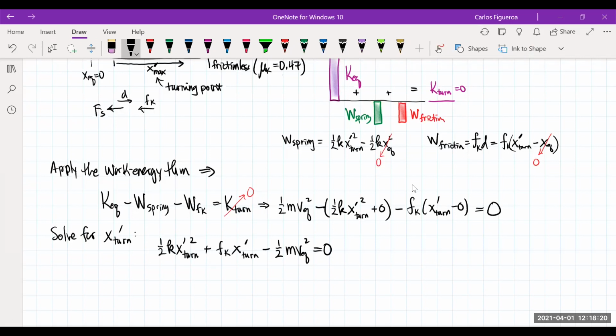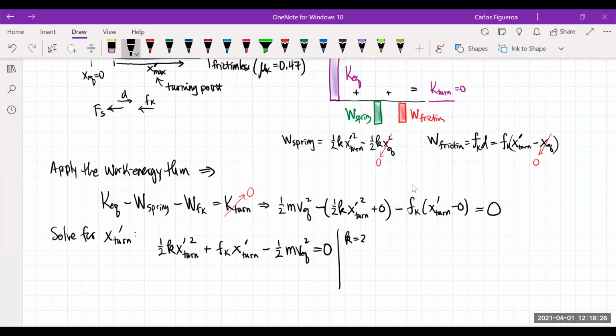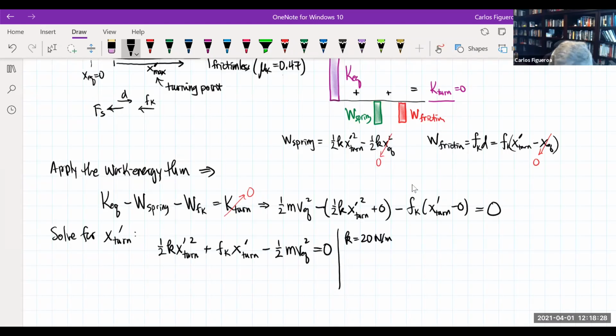So do I know all of my constants? Well, let's look at my constants. We know that K is 20 newtons per meter, as stated in the problem. I know that the mass of the cart is 0.1 kilograms. And then check this out. The frictional force should be mu of K times the normal, but because this is a flat surface, it should be mu of K times mg.